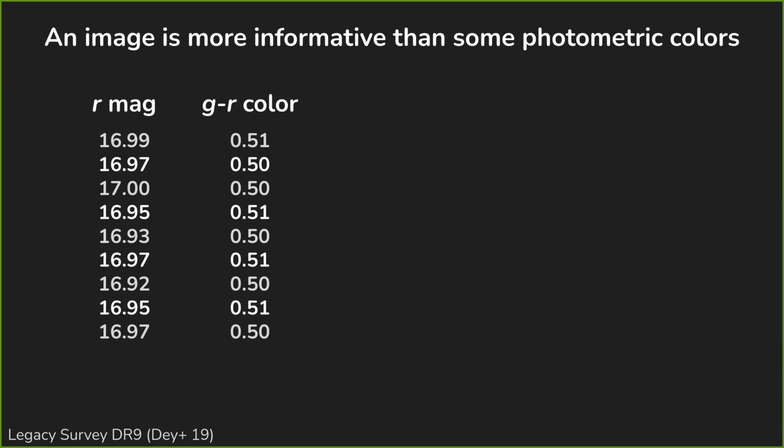And here are 9 galaxies that I've grabbed from the DESI Legacy Imaging Surveys. They've got basically the same R band magnitude and G minus R colors. So the question then is, what can we say about their physical properties? Very little from just this, right?